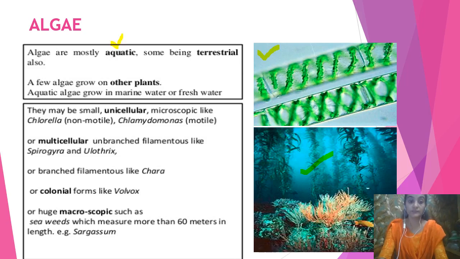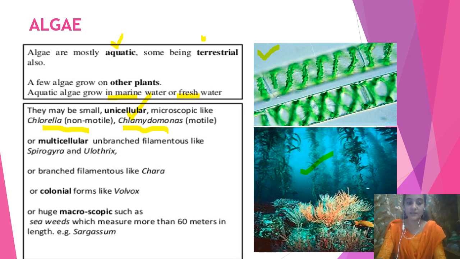They are aquatic and some of them terrestrial also. Few algae grow on other plants, and aquatic algae can grow in marine as well as in fresh water. Okay. Now some of them can be unicellular, microscopic like chlorella, and they are non-motile. What do you mean by non-motile? They cannot move from one place to another. And chlamydomonas, they are unicellular, but they are motile. They can move from one place to another. So unicellular algae: chlorella is non-motile, and chlamydomonas is motile.